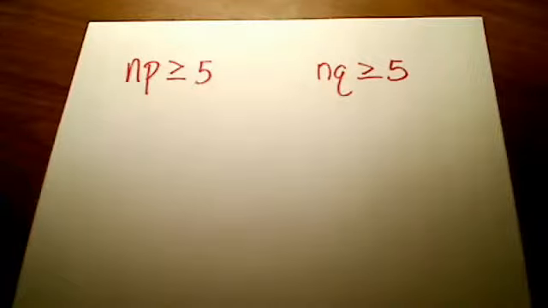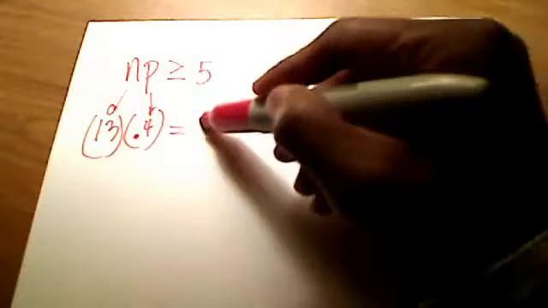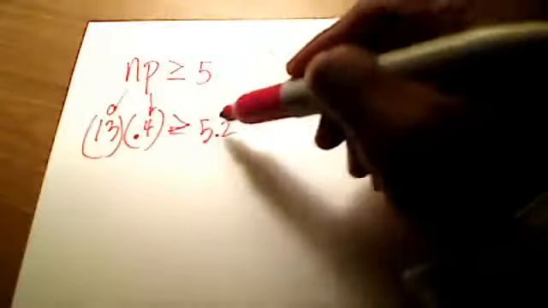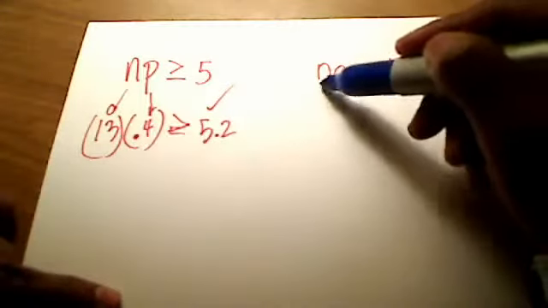Well, I can do that with this problem. I can see that my n is 13. My probability of success was 0.4, if you recall. And sure enough, 13 times 0.4 comes out to be 5.2. Right? And sure enough, that is greater than or equal to 5. So there's a check on that one. That one definitely works. Let's go check out the other caveat that I've got to make sure is greater than or equal to 5.